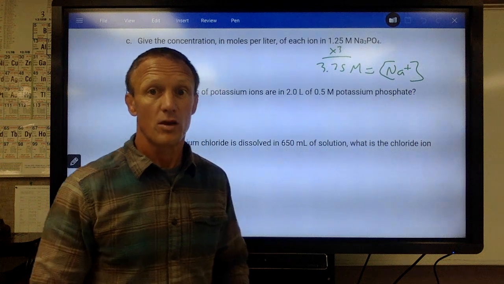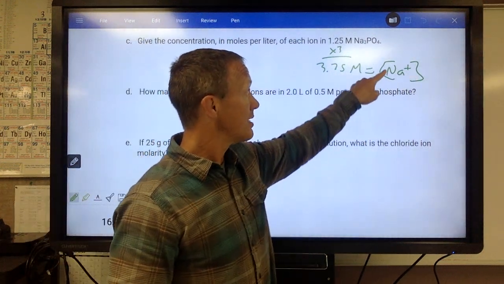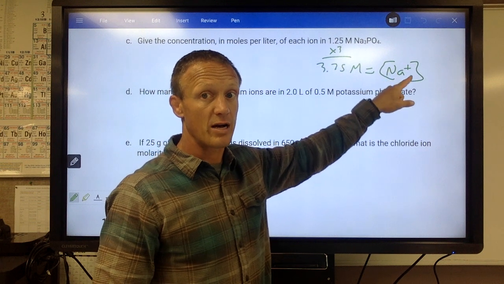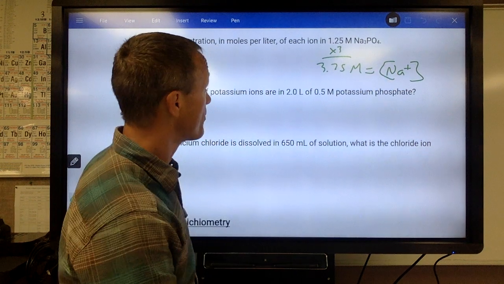One thing I forgot to tell you: whenever I write concentration of something, you put it in brackets. That means concentration of, in molarity. Those brackets mean concentration of. You're going to see that lots and lots of times this year.